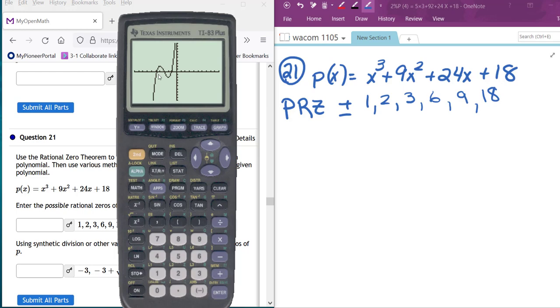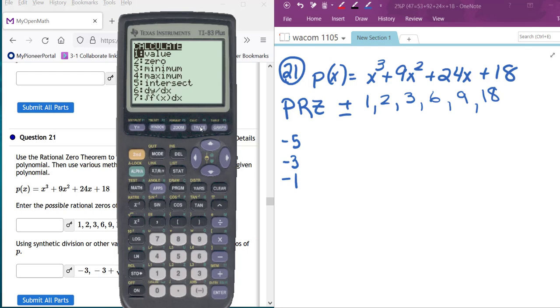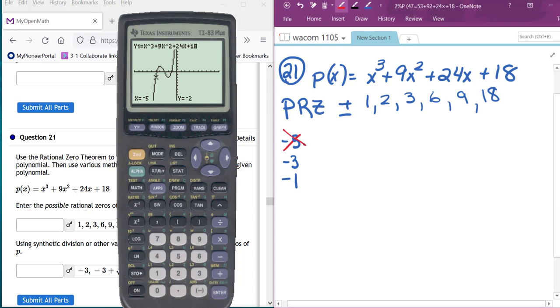All right, and so we have to check these. Possibly a negative 5, and maybe a negative 3, and I'm pretty sure that negative 1 is off to the side. So we'll double check here with second calc value. So second calc, choice number 1 value, and we'll try negative 5. And we get back y equals negative 2. So this did not work. It is not a 0. So it's off to the edge a little bit there.